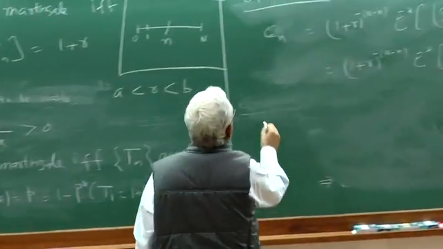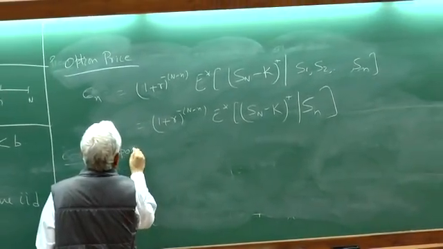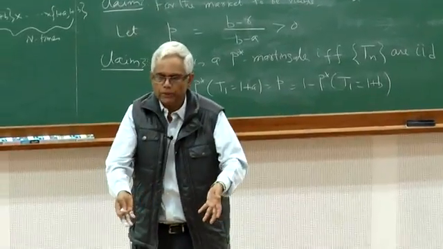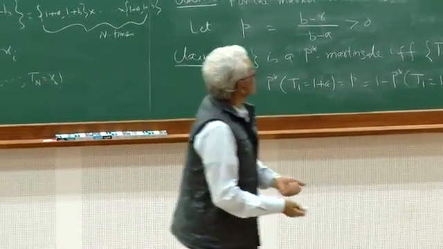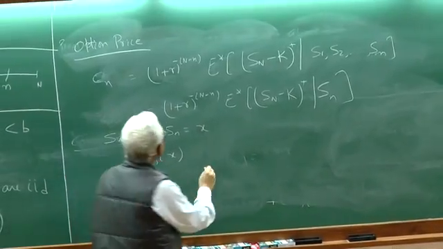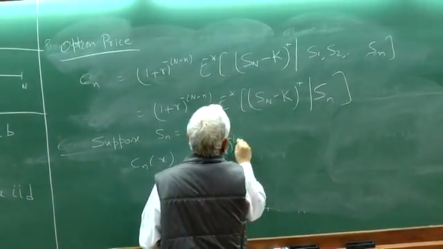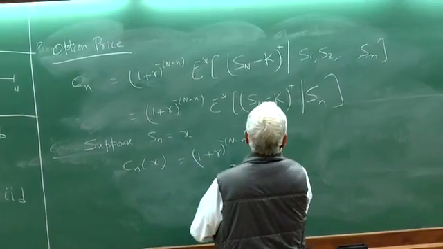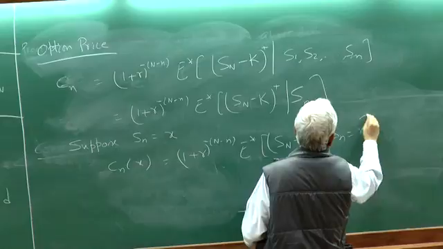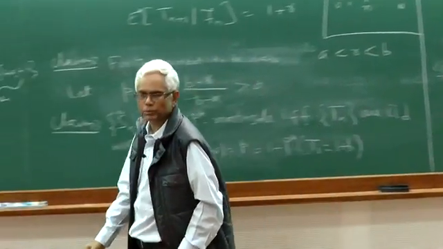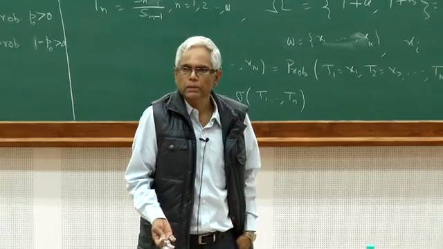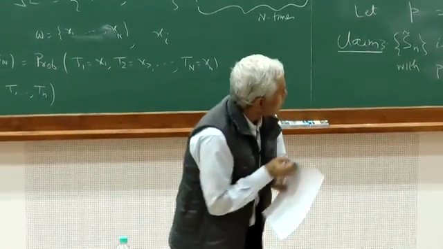So suppose Sn equals x. You have made this observation. So on this observation, Cn will be a function of x and many other things. This will be (1 plus r) to the power minus n times the conditional expectation of (SN minus K) plus, given Sn equal to x. This is not a random variable. The random variable has been observed, and its observed value is x, so this is going to be a number. And how do I calculate that number?